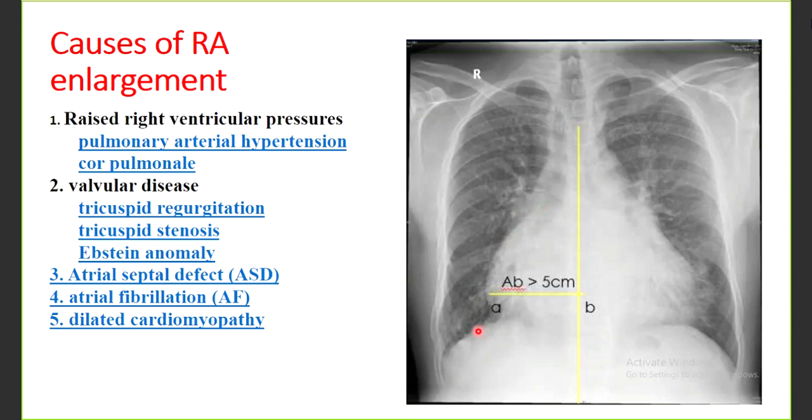Obviously, when you see a patient who is having right atrial enlargement on chest X-ray, we consider such diagnosis as cor pulmonale or pulmonary hypertension, tricuspid valve disease, either stenosis or regurgitation, Ebstein's anomaly, atrial septal defect, wherein a large shunt of blood comes from left atrium and enlarges the right atrium and the right ventricle along with the pulmonary artery. And patients with dilated atria obviously may have atrial fibrillation. And it is very common that patients with dilated cardiomyopathy have right atrial enlargement.